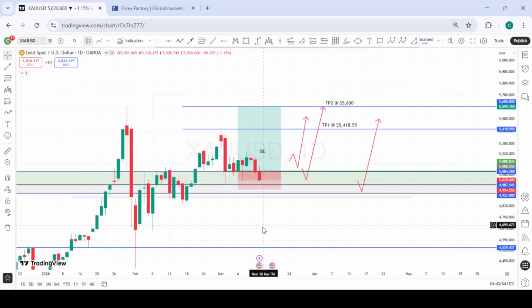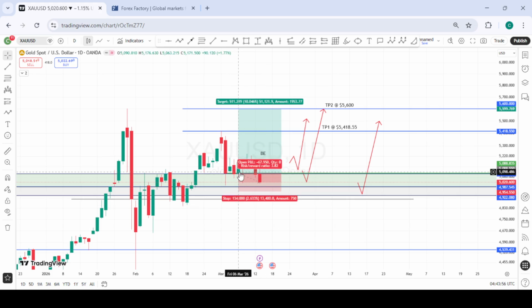So this is gold. We took a position on gold around this area.